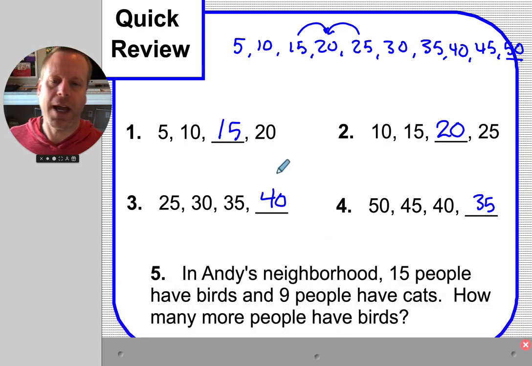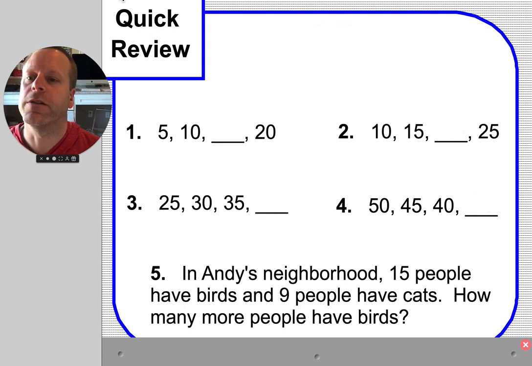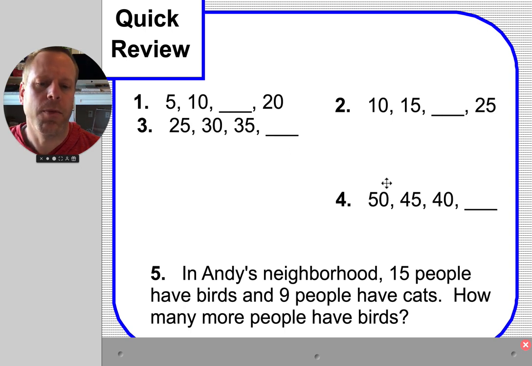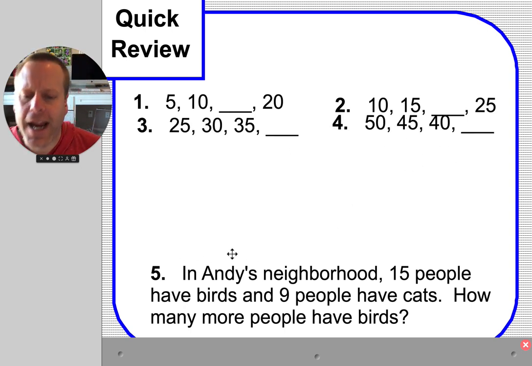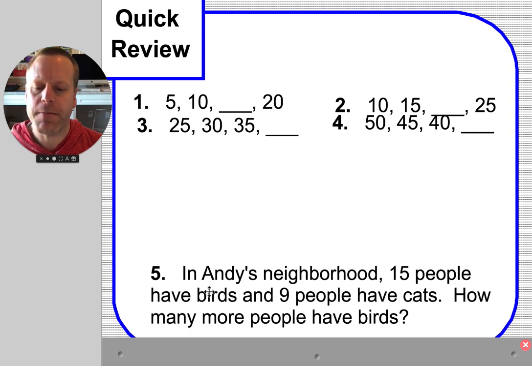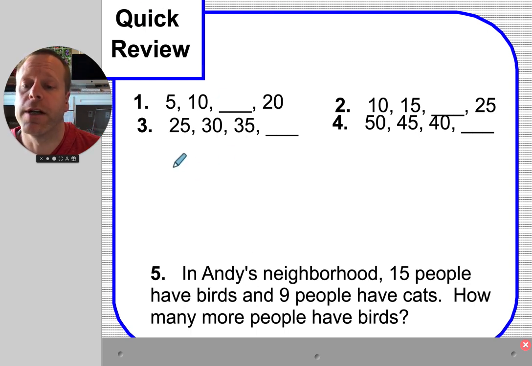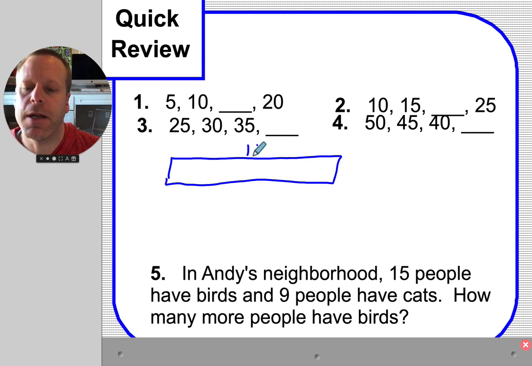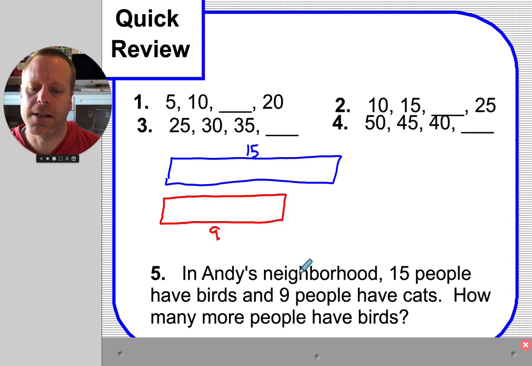Oh boy, and then we have kind of a story problem here. I need a little territory to do this, so I'm going to go ahead and scoot a couple of my math problems up. There we go. In Andy's neighborhood, 15 people have birds. All right, so these are Andy's bird people here. There are 15 people in the neighborhood with birds. And 9 people are cat people. All right, hold on. So 9 people have cats. How many more people have birds?